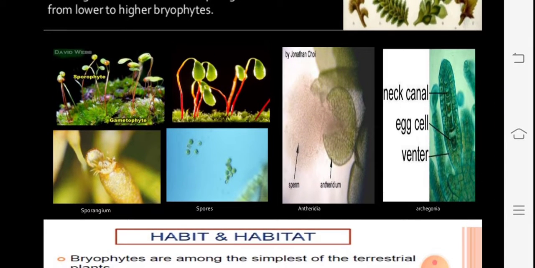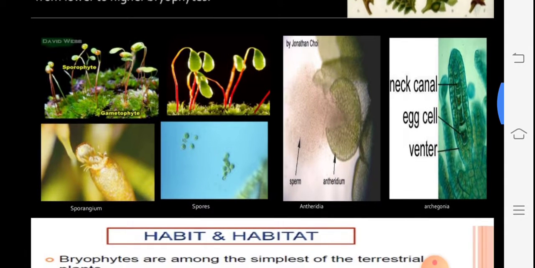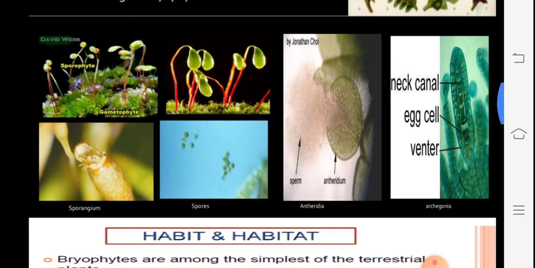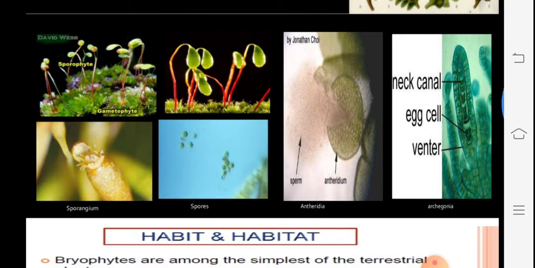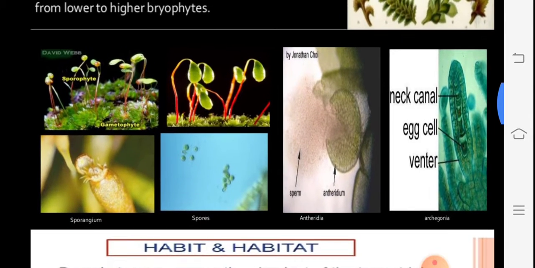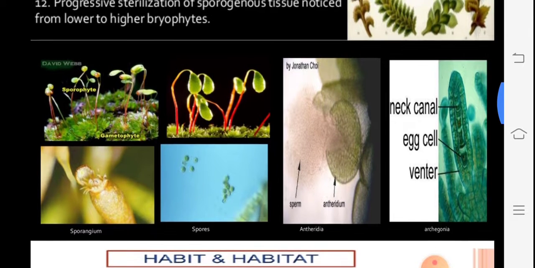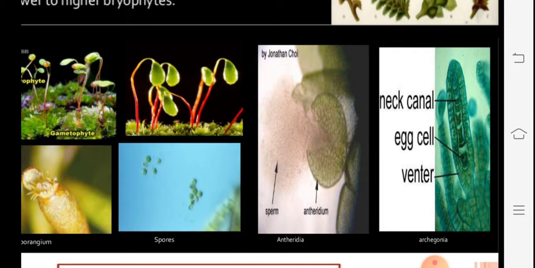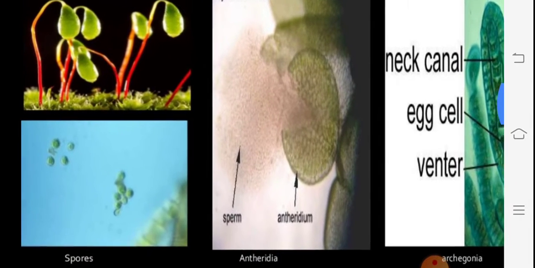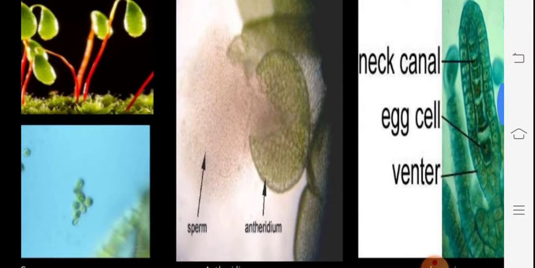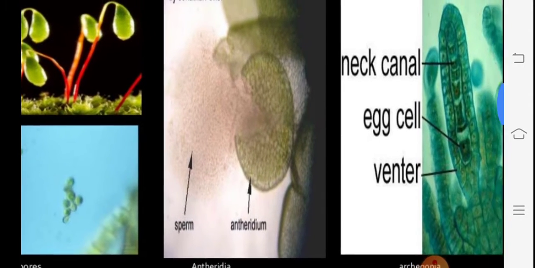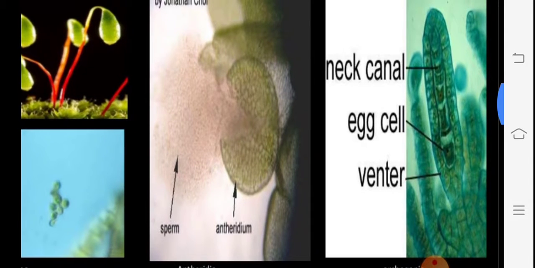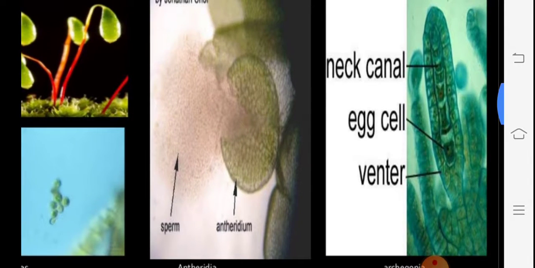You are observing the capsule or the gametophytic stage after antheridia and archegonia develop in the thalloid or moss members, Funaria, Polytrichum. On the right hand side, you are observing the structure of the antheridium, generally seen in the leafy younger stages. This is the structure of the antheridium. It shows the sperms, very minute sperms. These are the actual photographs. Then you are observing here the archegonia, with the neck canal cells, egg cell and the ventral cell.